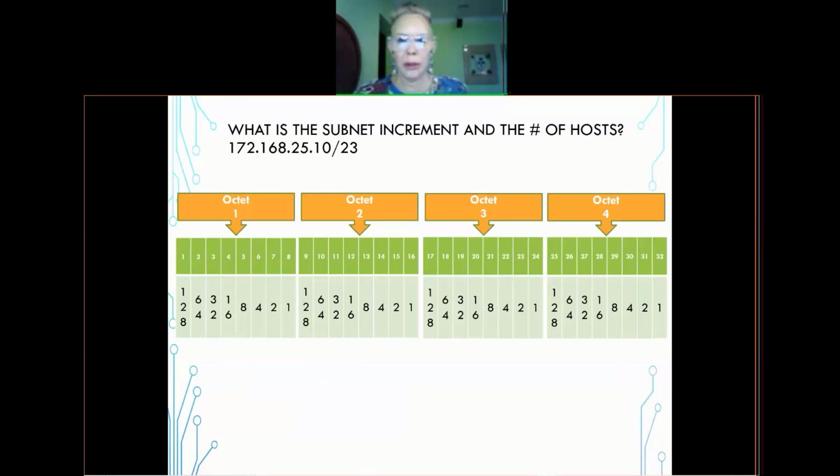Let's see, what is that? Okay. So, /24. Okay. So let's take a look. What is the subnet increment and the number of hosts? So first of all, we need to figure out the network address. Okay, so what is the network address for 172.168.25.10? What is the network address?